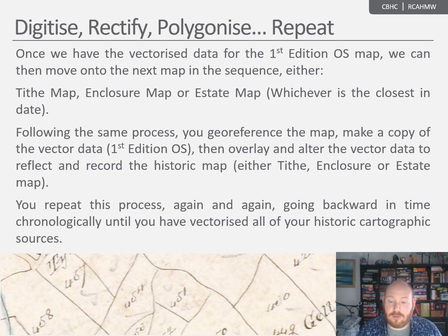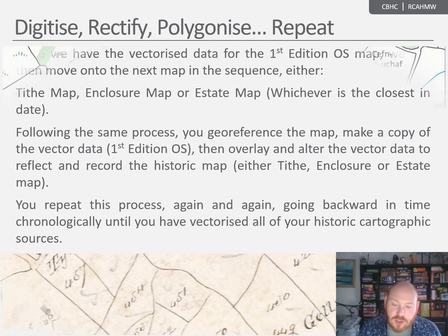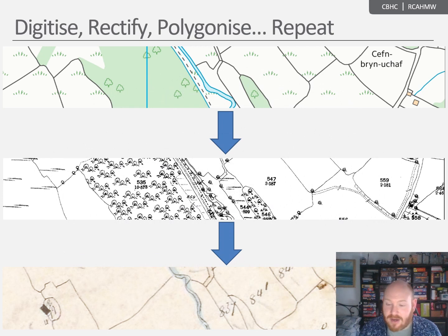And so the next thing we do, once we've done that whole data set for the first edition, is we do exactly the same process for the next map in the sequence. So once you've done the first edition OS, you then move on to the tithe. You follow the same process: you digitize it, you georeference it, and then you create polygons. But rather than using master map, you actually take a copy of the polygons you created for the first edition OS. And because those two are closer in date, a range of 50 years, there should be a lot more correlation than if you were doing it with the modern master map. So the idea is then you can create the same polygon data set for the tithe.